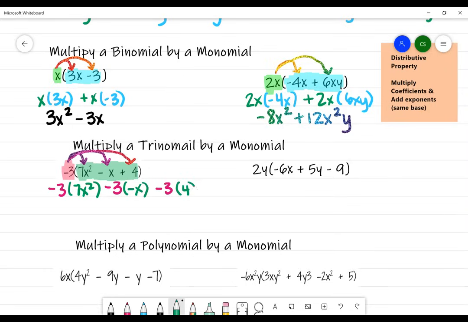All right, so negative 3 times 7 gives me a negative 21x squared. Negative 3 times a negative x gives me a positive 3x. And negative 3 times a positive 4 gives me a negative 12.